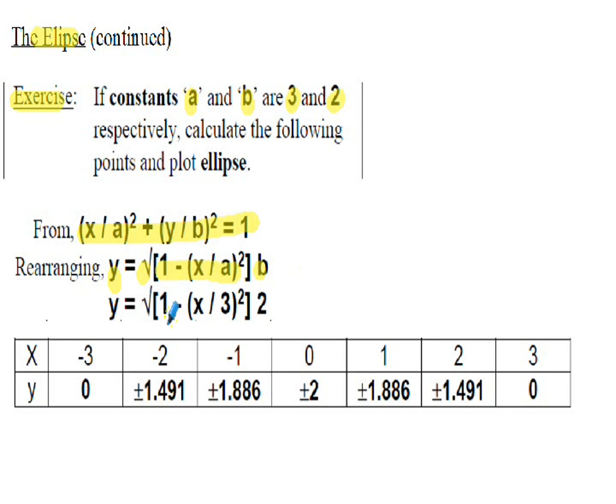Putting the values in here, the value of a we're given in the question is 3 and the value of b is 2. Don't forget, when you take a square root there's always two solutions, so that's why when we put our values of x in, you'll find in most cases there will be two values for the y, a plus and a minus. I'll let you work out the y values there. Detailed calculations are shown over the page for reference.